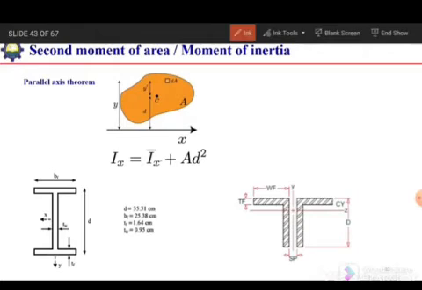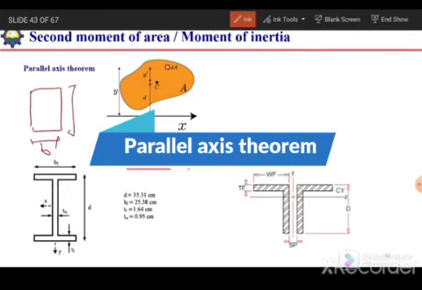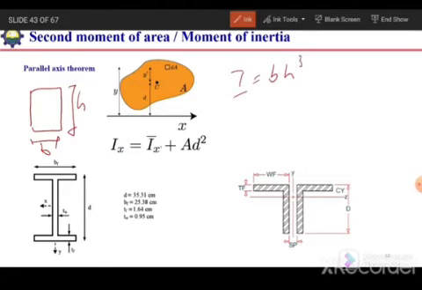Next is how we can calculate the second moment of area. For a simple rectangular section or regular shape, here it is B and this is H. So the moment of inertia is I equals BH cube over 12. This is about its neutral axis, about its centroid. If we want to calculate the moment of inertia about any other axis, for example at this bottom, then we need to transform this moment of inertia about this axis by using the parallel axis theorem.